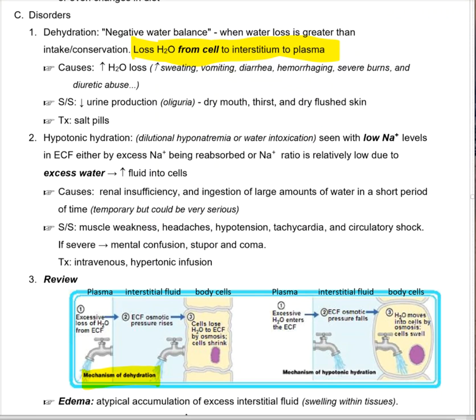Causes of water loss: like we just said, anything that causes water loss can cause dehydration. So let's underline all those things that we underlined last time when we talked about hypovolemic losses back in 232. So what are the signs and symptoms? Well, obviously low urine production, oliguria, or really the amount of the urine is low, and it's also very dark in color. Dry mouth, thirst, dry or flushed skin. Now, one of the treatments is salt pills.